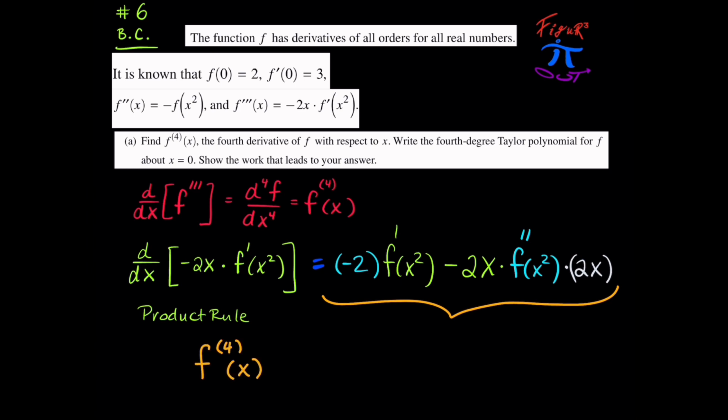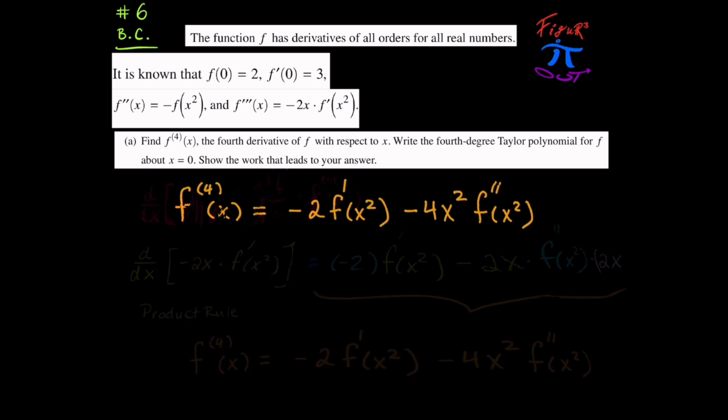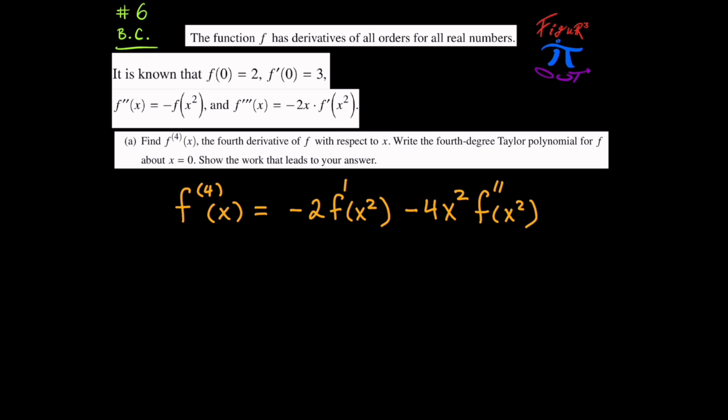We can clean this up a bit. f4 of x, or the fourth derivative of x, is negative 2 f prime of x squared minus 4x squared f double prime of x squared. There's our fourth derivative, and that will be useful in helping us write our Taylor polynomial expansion that is an approximation for f about x equals 0, and when it's about x equals 0, it's called a Maclaurin series.